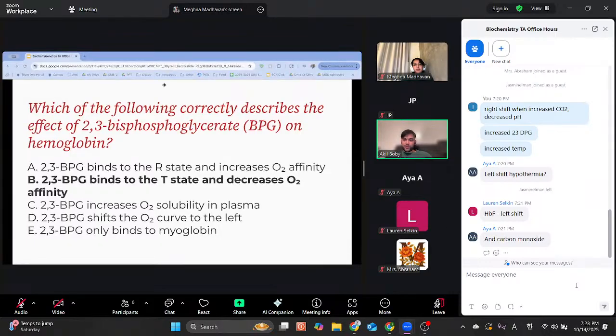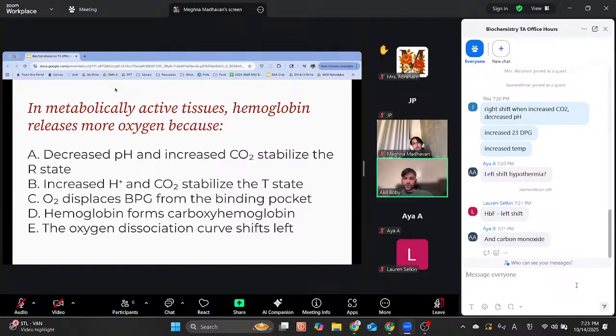Great. So how I like to think about it is a right shift means there's a decreased affinity for oxygen, and it also favors the T state or the deoxygenated state. And then left shifts equal higher affinity for oxygen, and that favors the R state or the relaxed state.